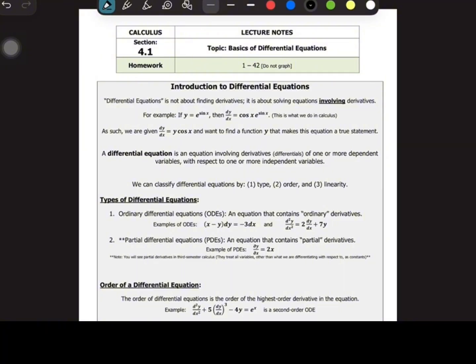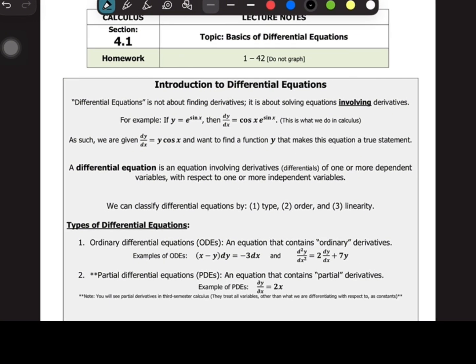Now, what you did in Calc 1 was if you had a function like y equals e to the sine x, you would take its first derivative, or dy dx. Alternatively, y prime equals, by the chain rule, cosine x times e to the sine x. This was what we did maybe a semester back in Calc 1.